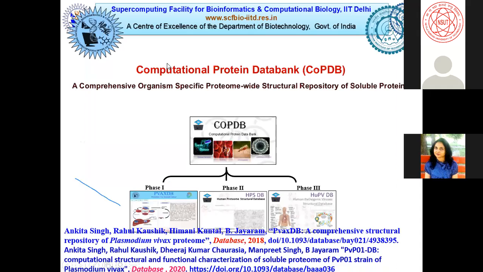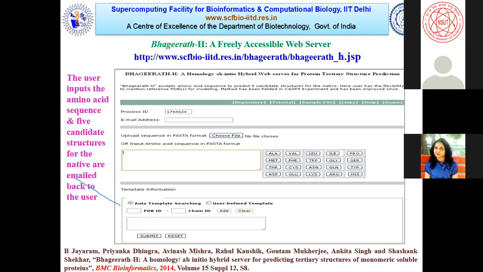Okay, so now we are ready to do the computational pre-DB protein level bank, pretty much ready. In fact, we have done it already for P. vivax. It's published in 2018, and another strain, PVP01, in 2021 in the Database journal. Now, we are trying to work on the human genome now. So that's just the Bhagirath server.